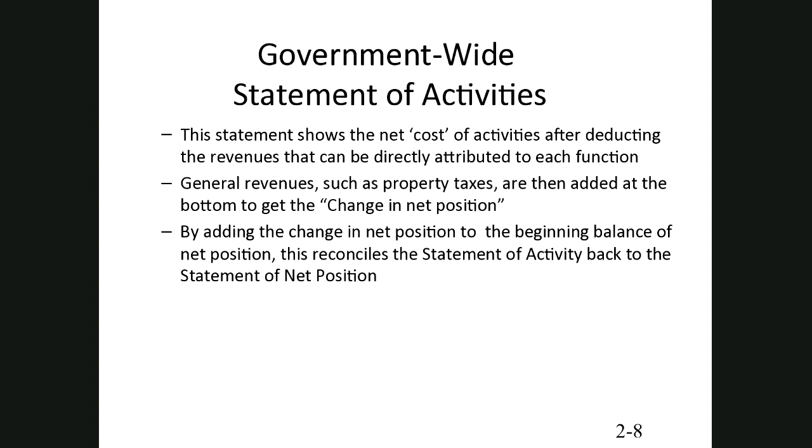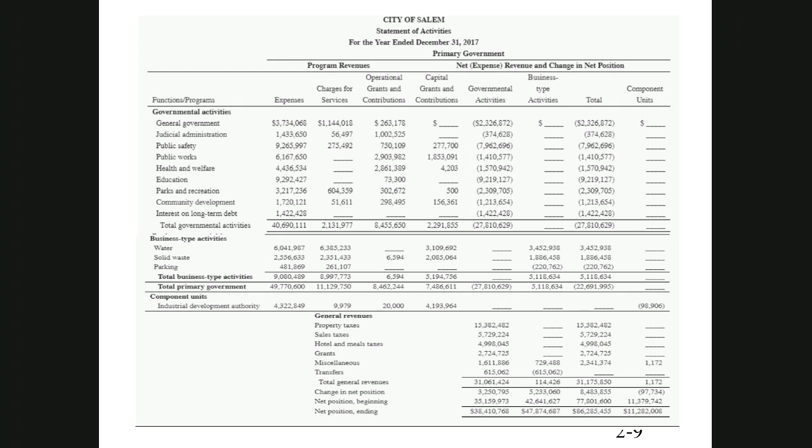Now, this is what the statement of activities looks like, and this is page number 31 in Copley. So again, you start with the expenses, and then you have program revenues, and we'll get more into this later in the course, that are added. That gives you a net expense or revenue right here for governmental activities. And then we have a separate presentation for governmental activities and business type activities.